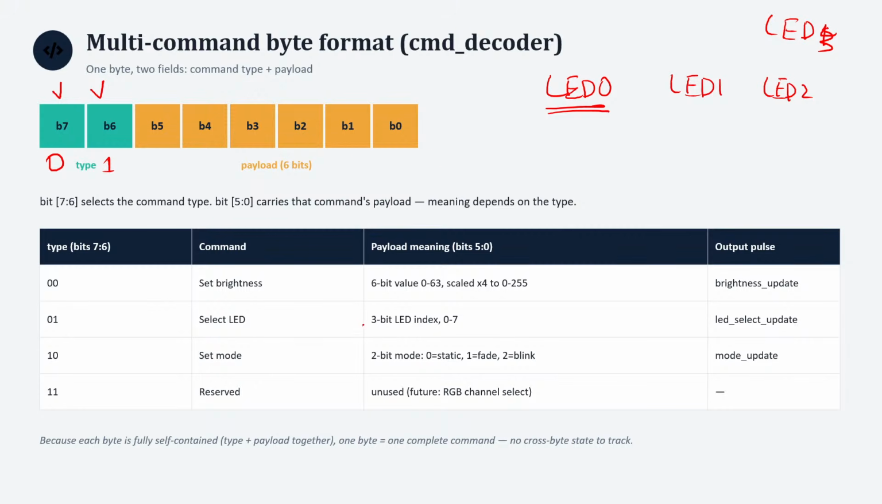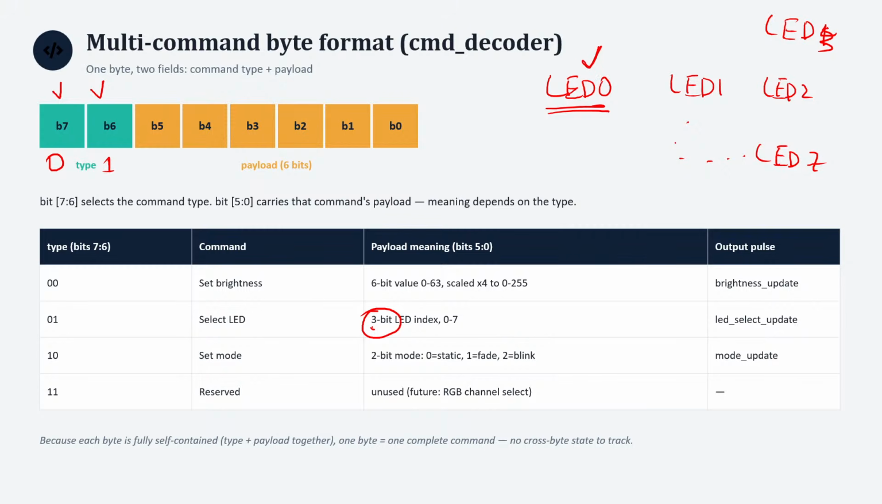So for selecting the LEDs, we are going to have 3 bits. 3 bits means we have a total of 8 LEDs, LED 0 to LED 7. For representing these LEDs, I'm going to use 3 bits of data. Now, suppose the user wants to select LED 0.